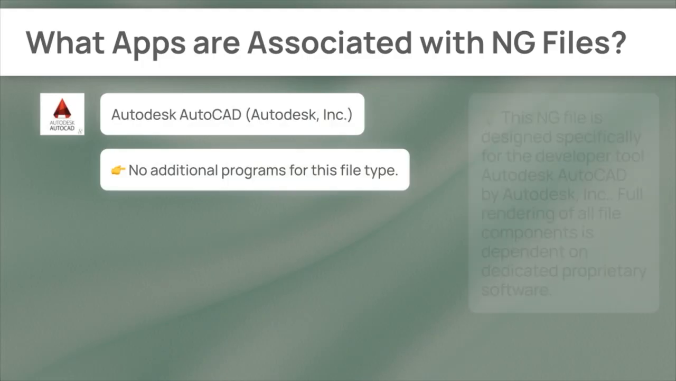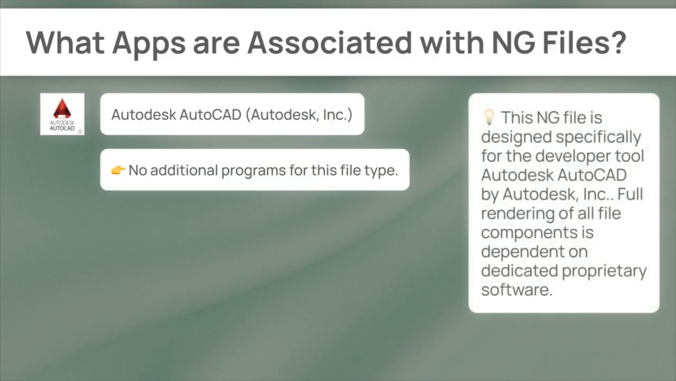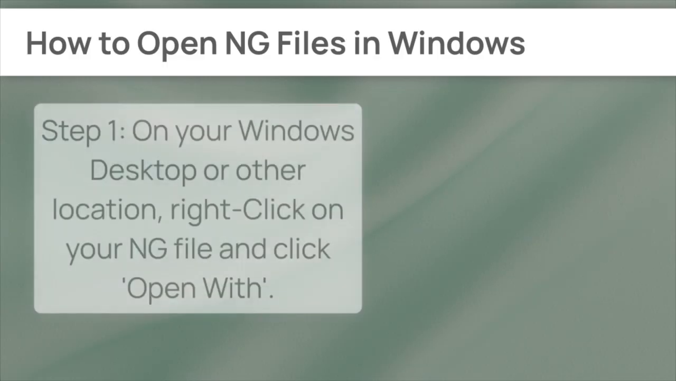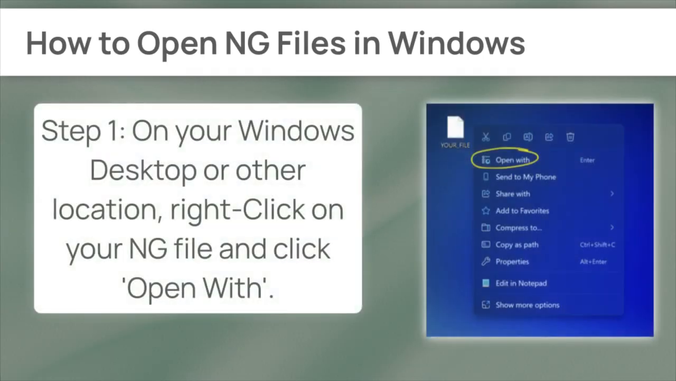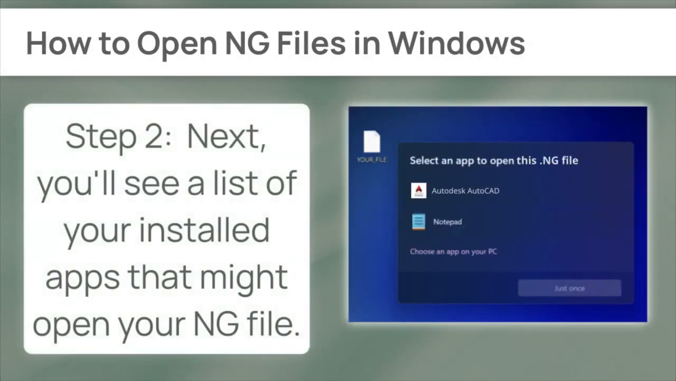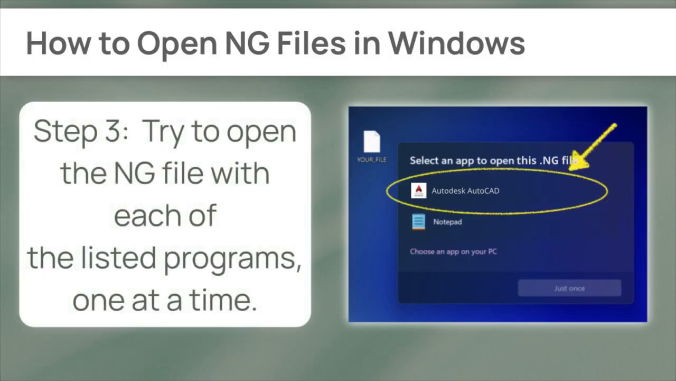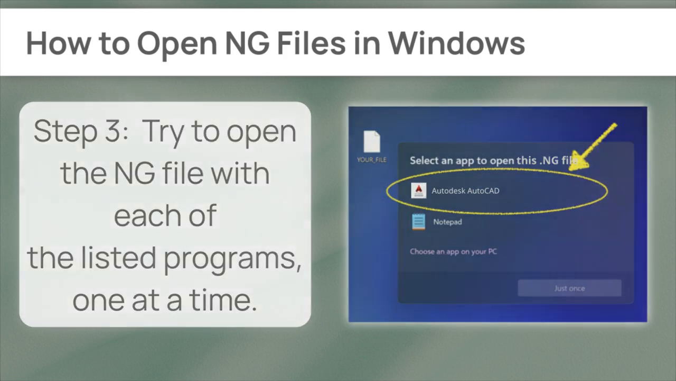Full rendering of all file components is dependent on dedicated proprietary software. Windows can't load their advanced geometry, so complete viewing depends on professional CAD programs. To open this specific NG file, right-click your file and select Open With. If Autodesk AutoCAD is available, use that first. If it's missing, choose another program. Testing is the only way to be sure.